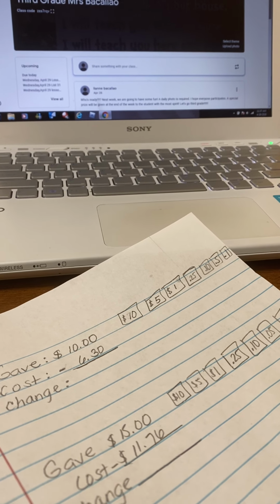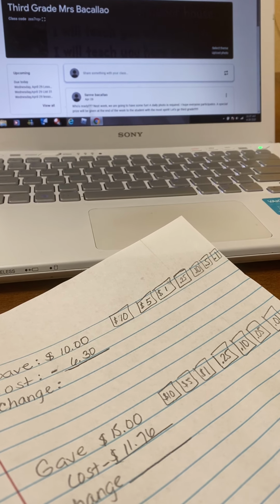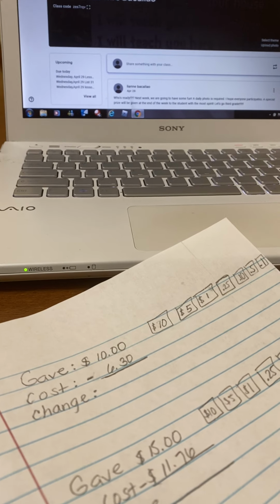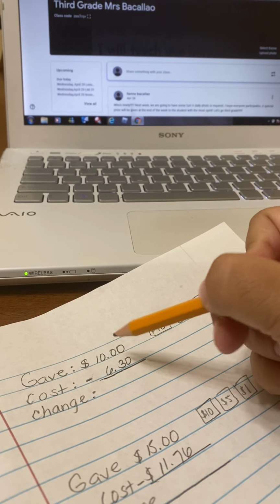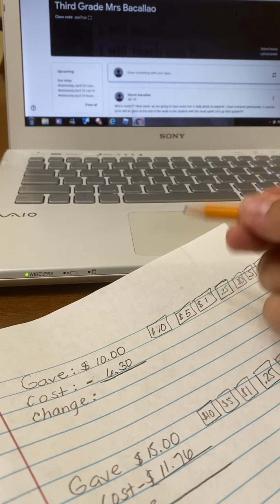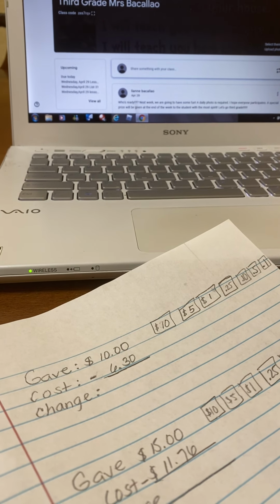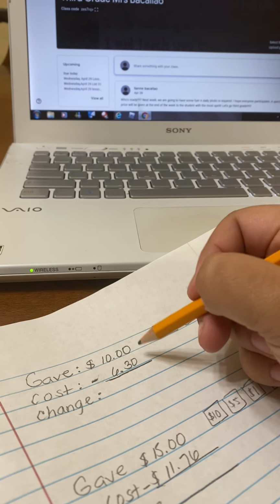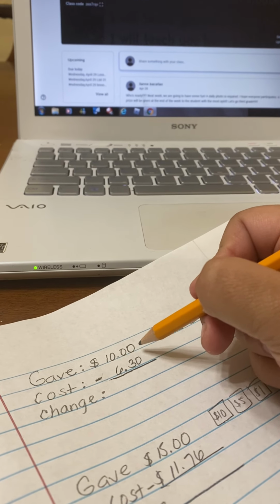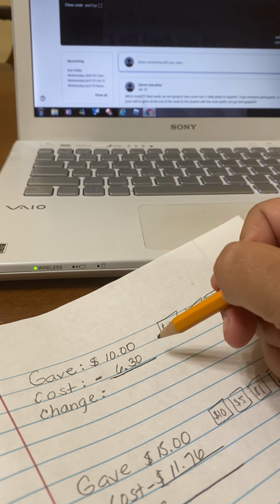Okay, so the first part says show how much change was received. You have something that says gave $10, cost $6.30. In order to find out how much change the person got, you have to take away. So we're going to take away 10 minus $6.30.